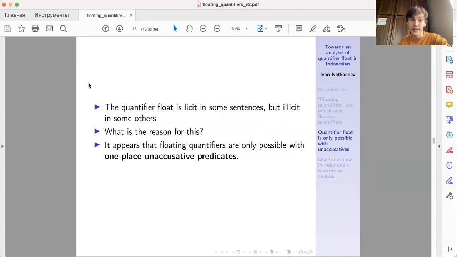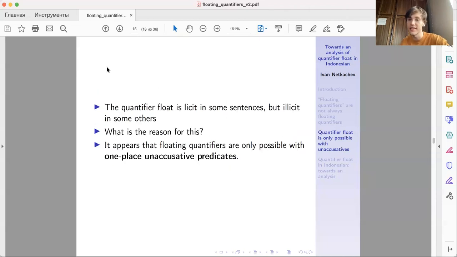So we see that in Indonesian, in fact, the quantifier float is licit in some sentences, but ungrammatical in some other sentences. And what is the reason for this? What is the emerging generalization? I claim that the generalization is that in Indonesian, the floating quantifiers can only occur in clauses with one place unaccusative predicates.